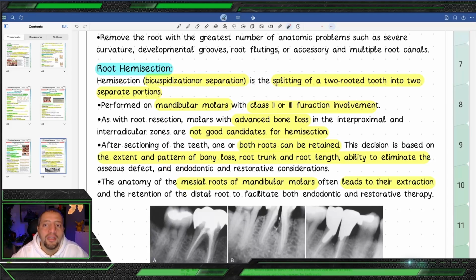bicuspidization, is the splitting of two-root teeth into two separate portions. And I think now you understand it's only indicated for mandibular molars, because if you want to do it in an upper molar, what are you going to do with the palatal root? With class 2 or class 3 furcation involvement, as with root resection, molars with advanced bone loss in the interproximal and interradicular zone are not good candidates for hemisection. Both roots can be retained or you can remove one of those, it's up to you at the end.